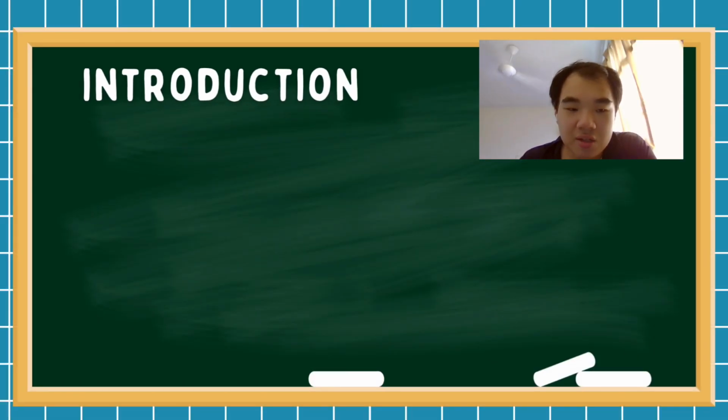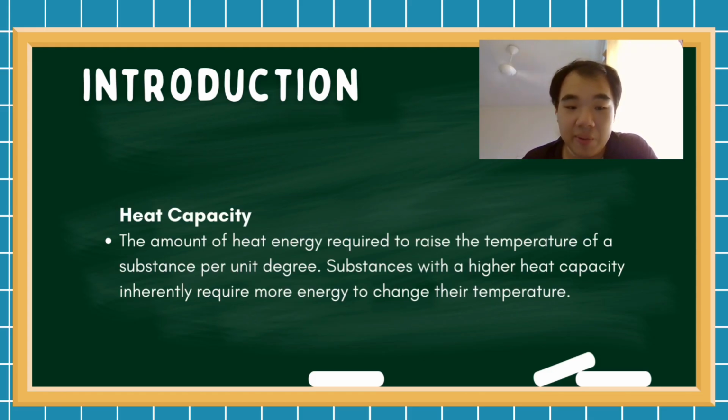Good morning everyone. Today we present Experiment 7, which is the estimation of the heat capacity and the entropy generations, which is the open-ended experiment.